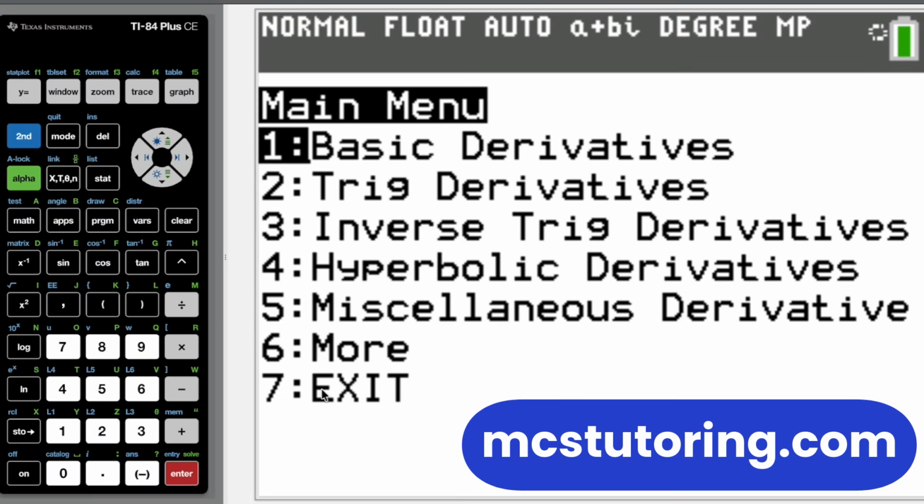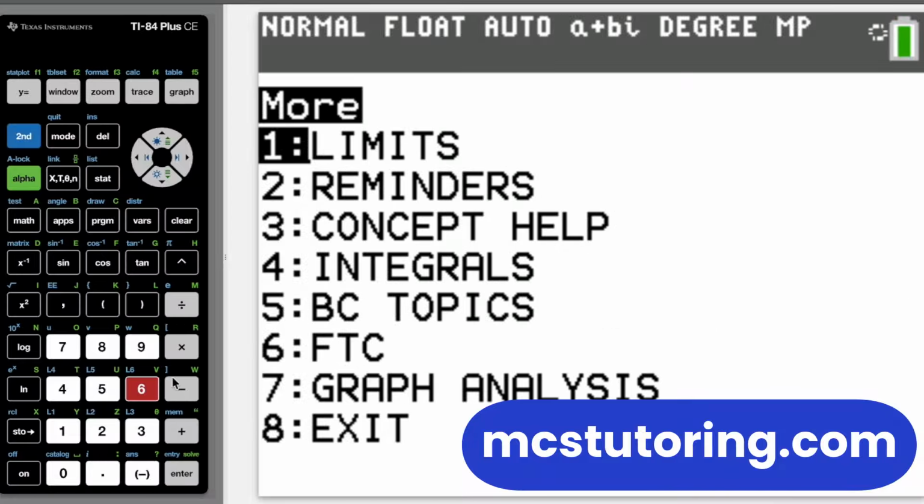This is the main menu. It has basic derivatives, trig derivatives, inverse trig derivatives, hyperbolic derivatives, miscellaneous derivatives. Basically, this is enough to carry you through Calc 1 and Calc 2, or if you're in high school, AP Calc AB or AP Calc BC. We also have a more menu. Just walk through that real quick.